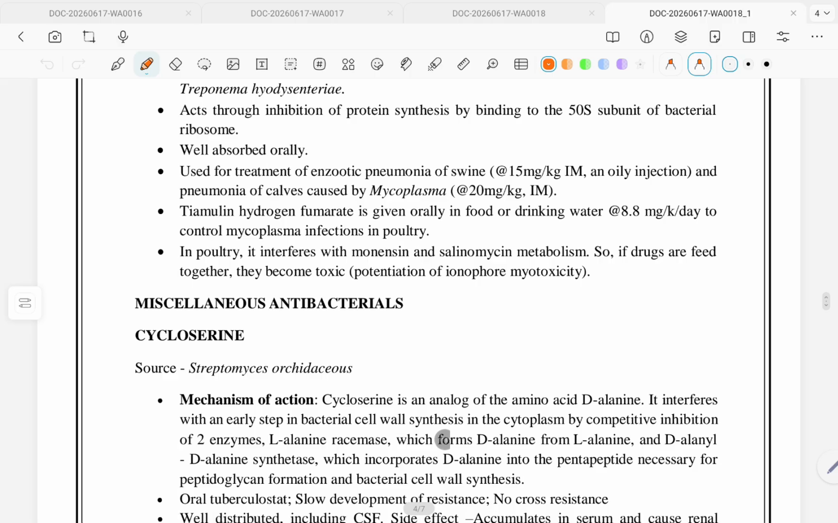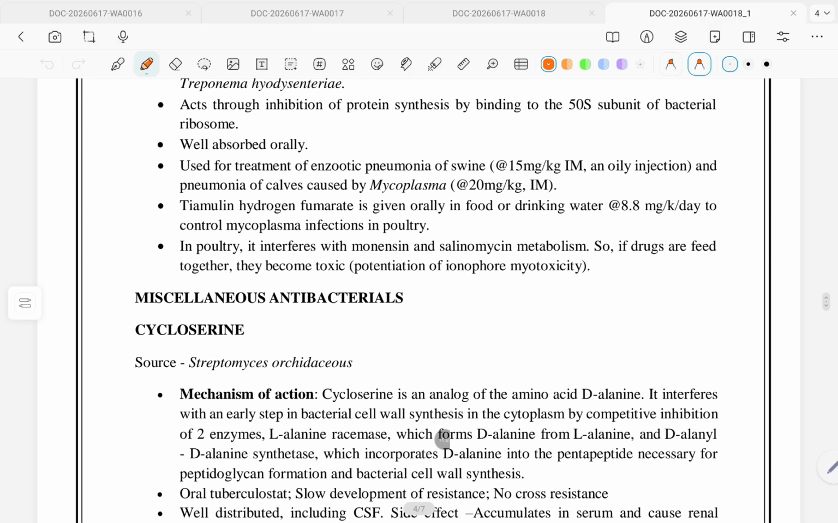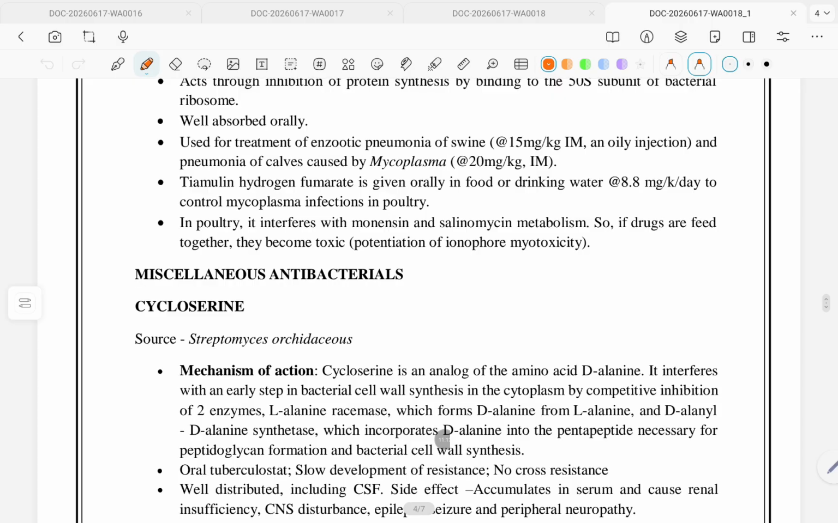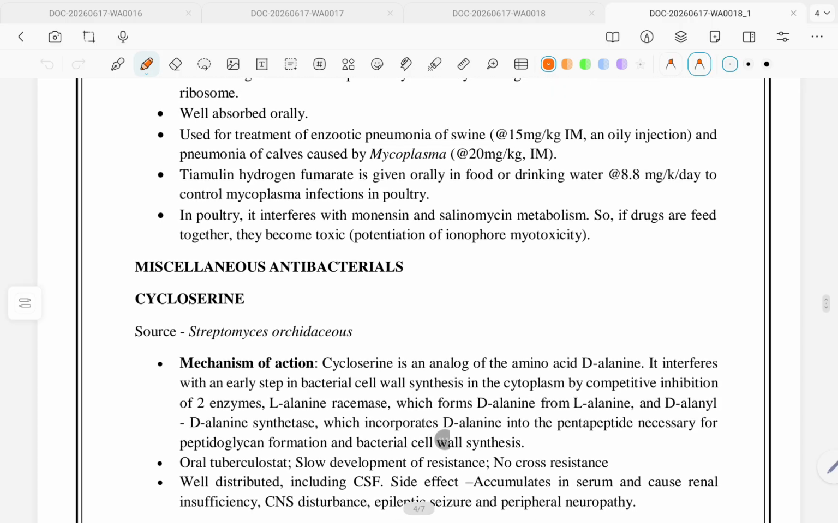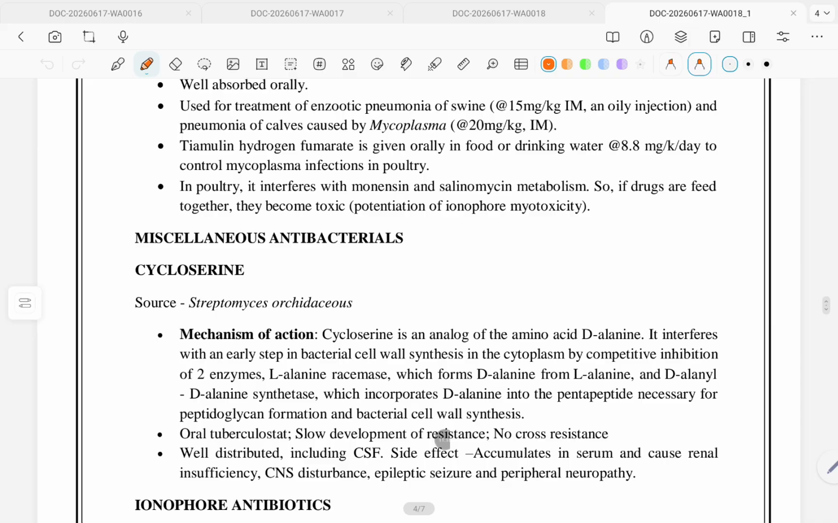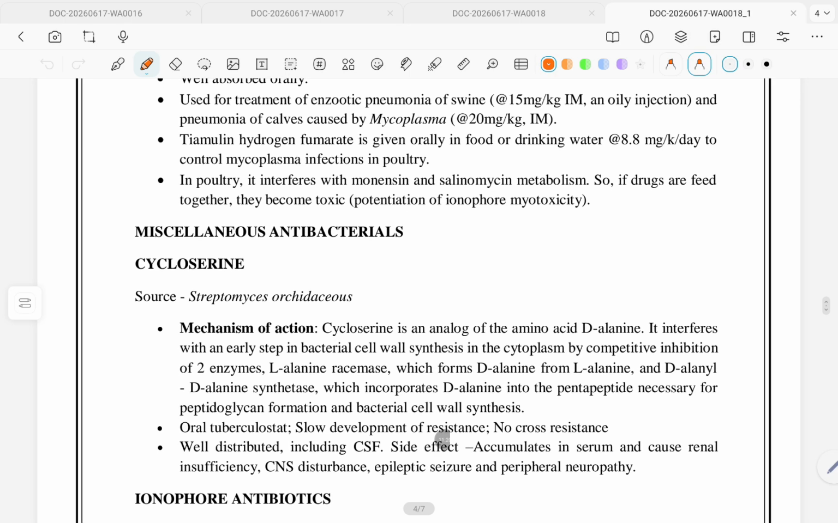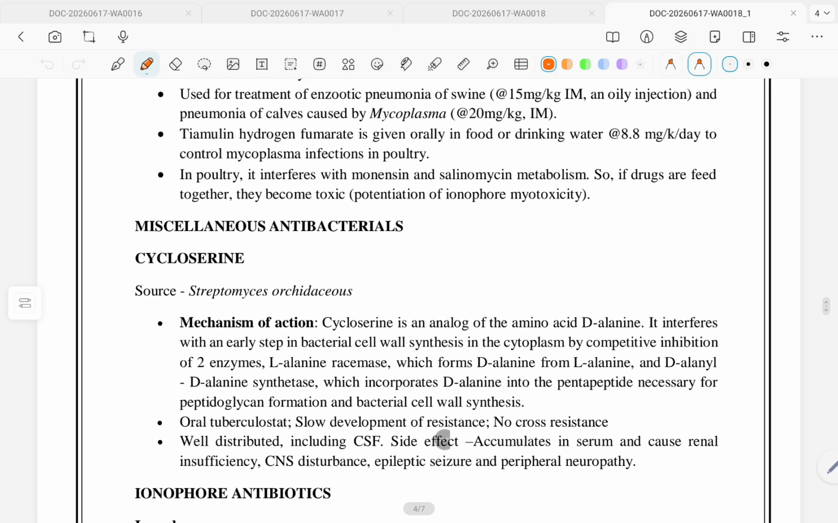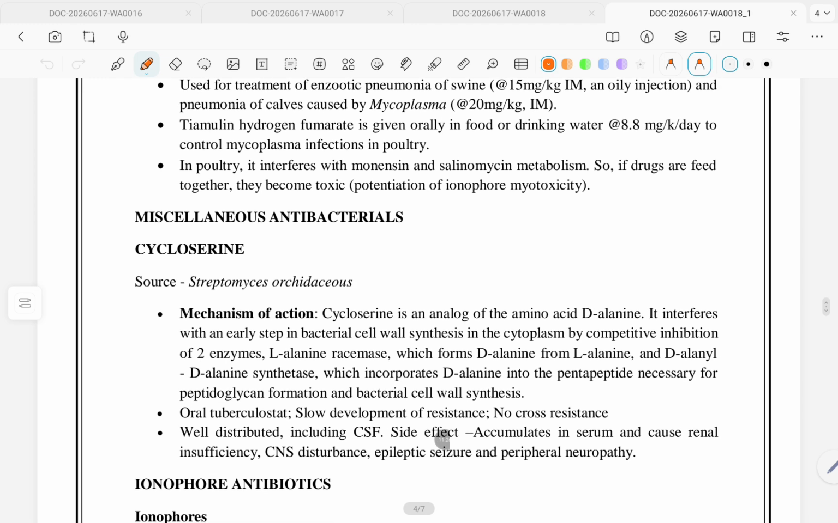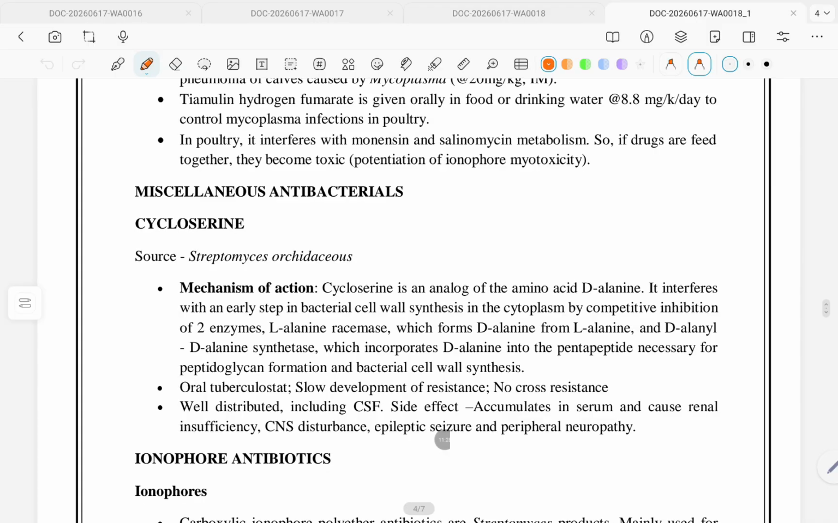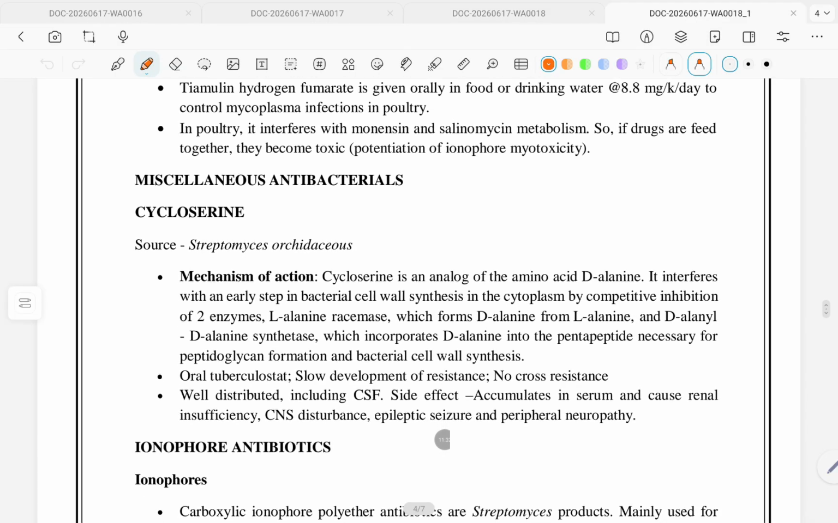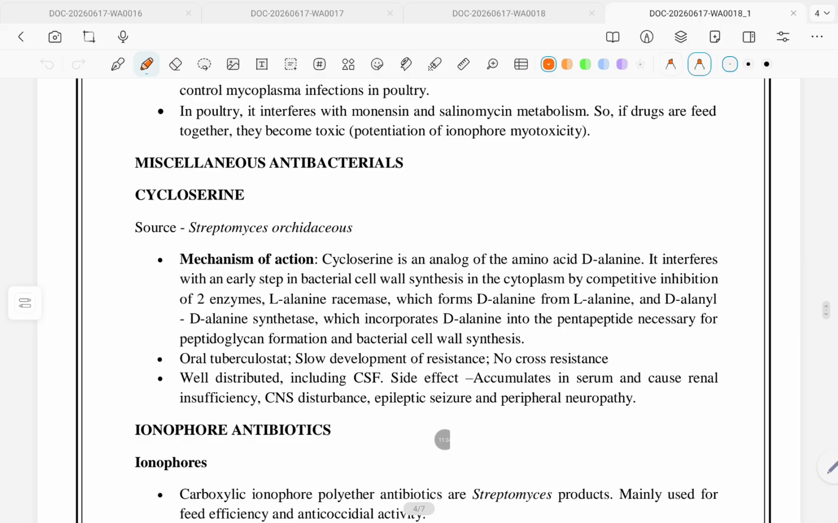Tiamulin hydrogen fumarate is given orally in food or drinking water, 8.8 mg per kg per day, to control mycoplasma infection in poultry. In poultry, it interferes with monensin and salinomycin metabolism. So if the drugs are fed together, they become toxic. Potentiation of ionophore myotoxicity.